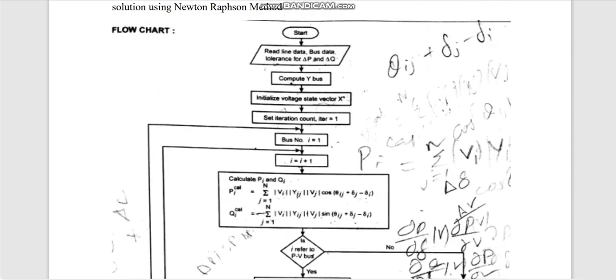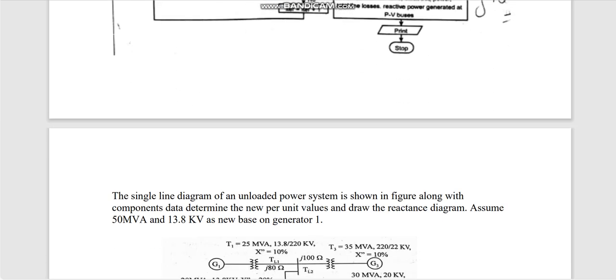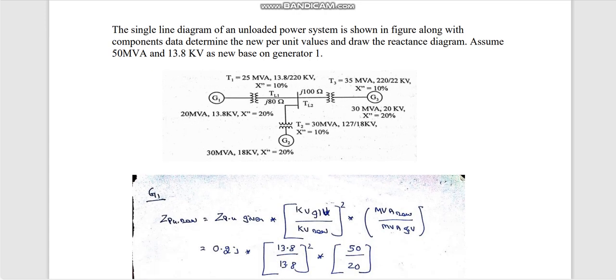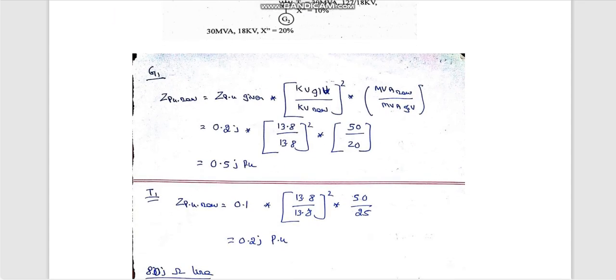For the flow chart, you will get 10 marks, and for writing the algorithm you will get 3 marks. Totally 13 marks question. Next one is a problem. It is a 15 mark question. In this problem, they gave a network. In that network, we draw the single line diagram for a given base of 50 MVA and 13.8 kV from the base of generator 1 circuit. This is an easy problem.